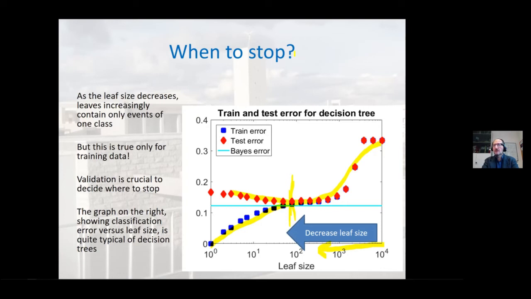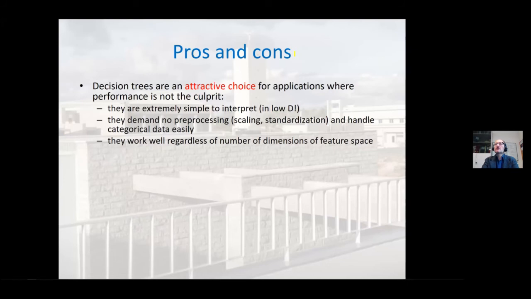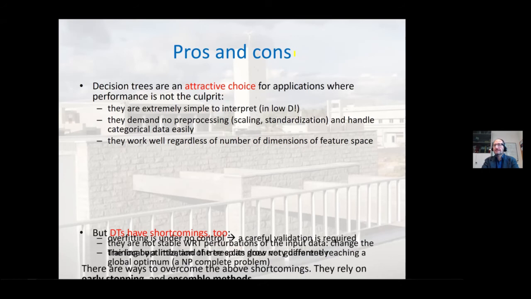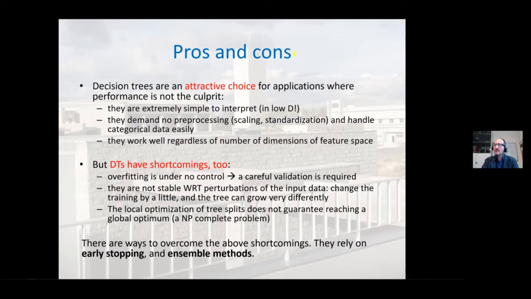So decision trees are attractive because they are simple to interpret also in low dimensions and demand no preprocessing, as I was saying before. But they also have shortcomings because you have problems with overfitting, because you have to be very careful with the validation. And so the training is very sensitive to modeling issues in some cases. So, okay, you can do some things to mend this, in particular ensembling. You create many different decision trees and take the average, and they will behave better.